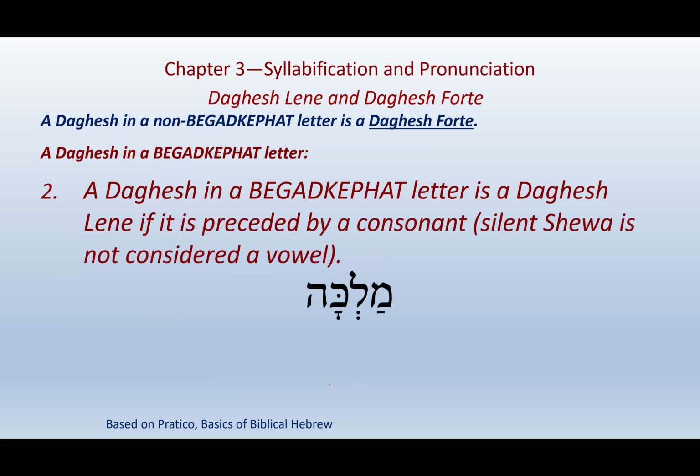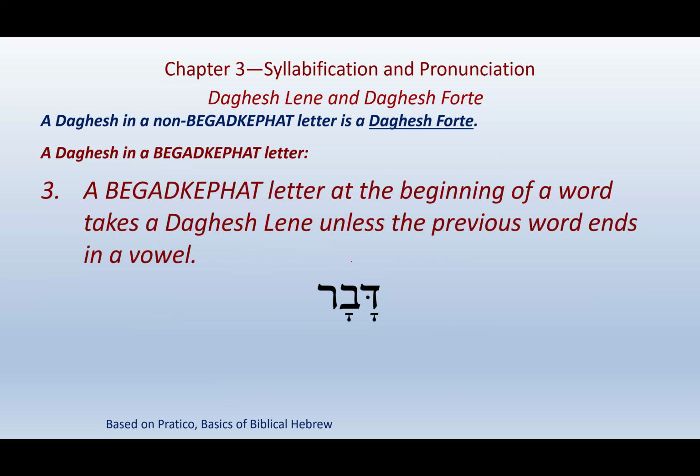All right. A begat kafat letter is a Dagesh Linne if it's preceded by a consonant. And by a consonant, we oftentimes will have a silent schwa. We'll learn later that this is a silent schwa because it's following a short vowel. We'll look at that more later. But this is just stopping us. Mal-ka. The last sound here, mal, we don't have a vowel sound. It's a schwa, and it's silent. So since it's a consonant sound, this Dagesh in the kaf is a Dagesh Linne.